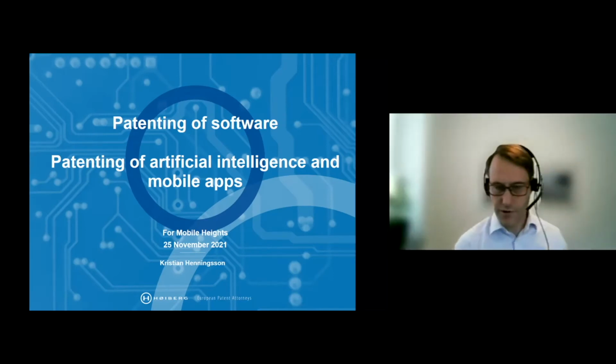Okay, great. Okay, thank you very much, Carolina, for this nice introduction. I will be presenting patenting of software and then some further areas within patenting of software. You can say AI and mobile apps. And it will actually be a continuation of the first session provided a couple of weeks ago by my colleagues at Zacco.